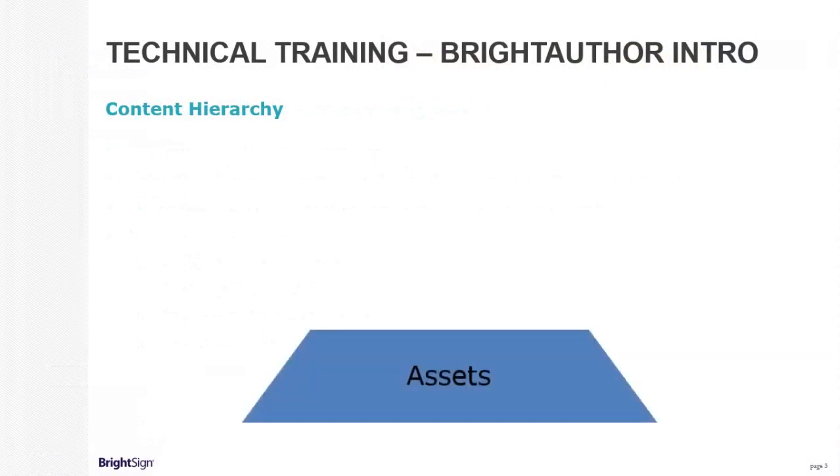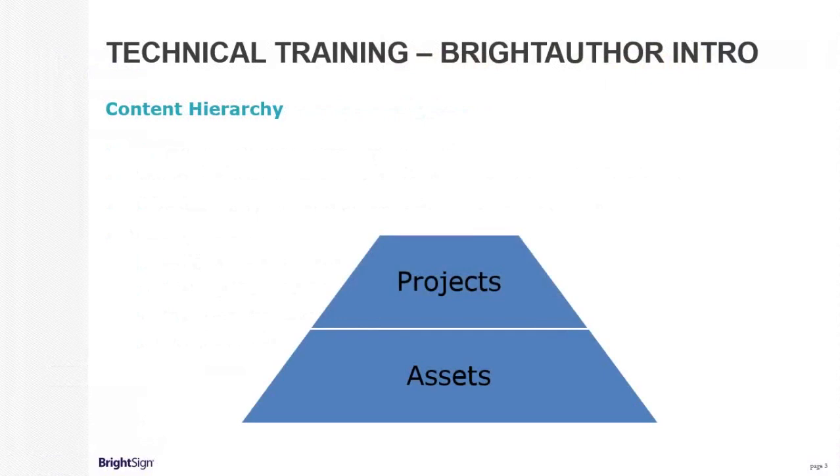A word about how we do things in BrightAuthor. We have what I call a content hierarchy. Think of it as a pyramid. At the bottom of the pyramid are assets, individual audio and video files, image files, the types of things that you expect the player to put to the screen or to put out to the loudspeakers. Individual assets.